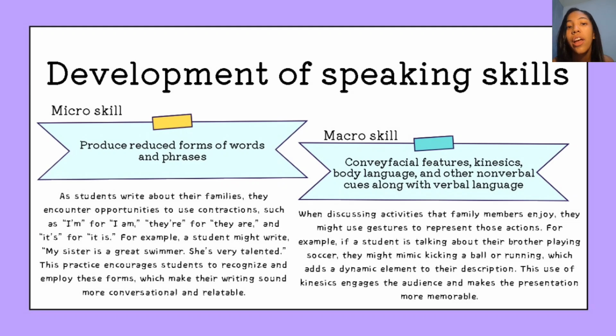As a macro skill, we have to convey facial features, kinesics, body language, and other non-verbal cues along with verbal language. When discussing activities that family members enjoy, they might use gestures to represent those actions. For example, if a student is talking about their brother playing soccer, they might mimic kicking a ball or running, which adds a dynamic element to their descriptions. This use of kinesics engages the audience and makes the presentation more memorable.